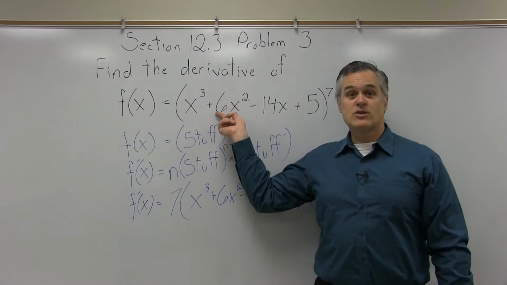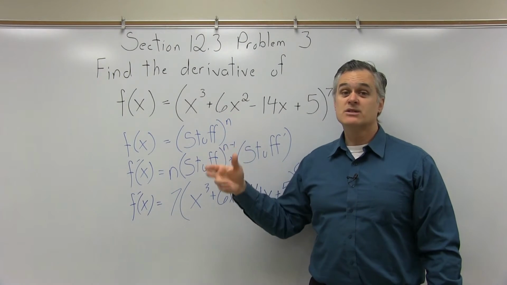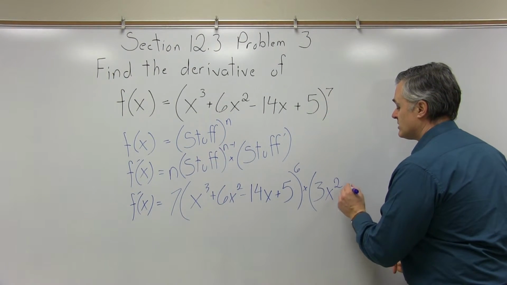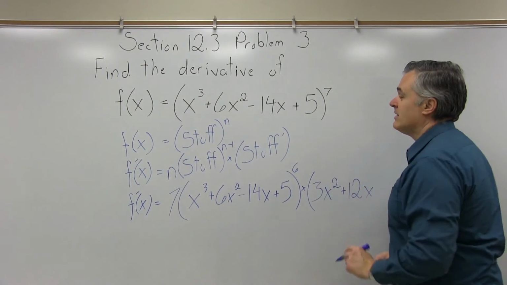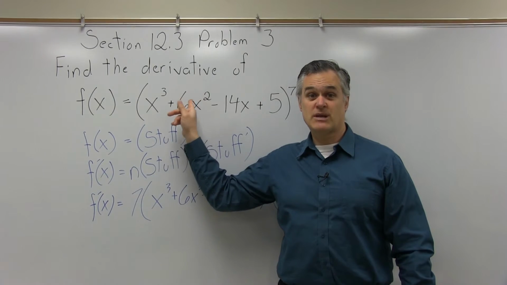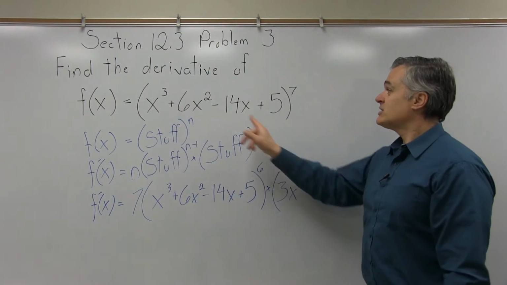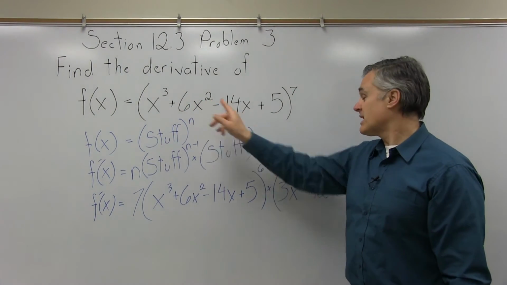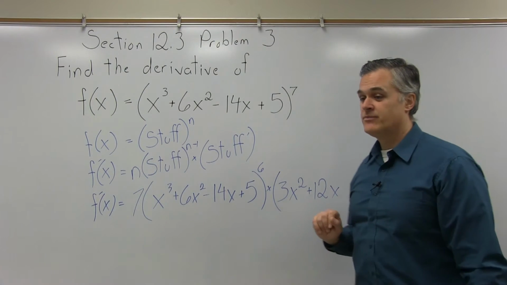The next piece I take the derivative of is 6x squared. Its derivative is 12x to the first. And again, why? Because the exponent of 2 comes down times the number in front of 6. 2 times 6 is 12. X to the 1 less power, so the second power drops down to a first power.